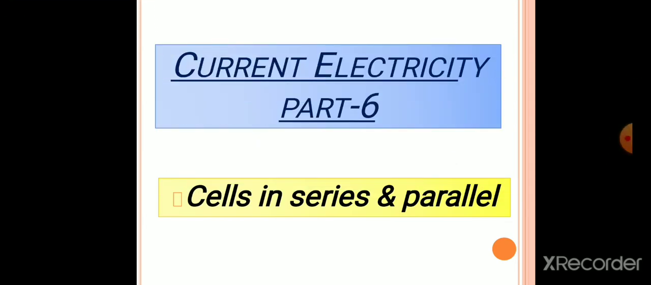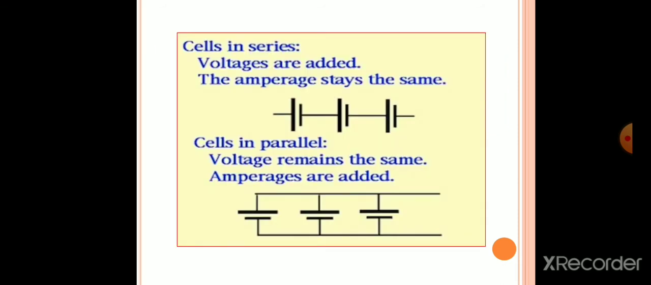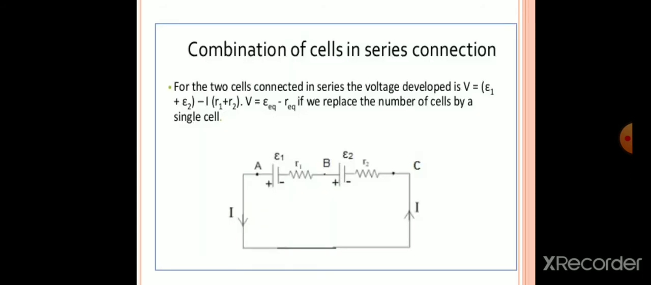In this module, we will be discussing cells in series and parallel combination. We know when cells are connected in series, the voltages get added and the current remains the same. When cells are connected in parallel, the voltage remains the same but the currents are different. So let us discuss the combination of cells in series connection.